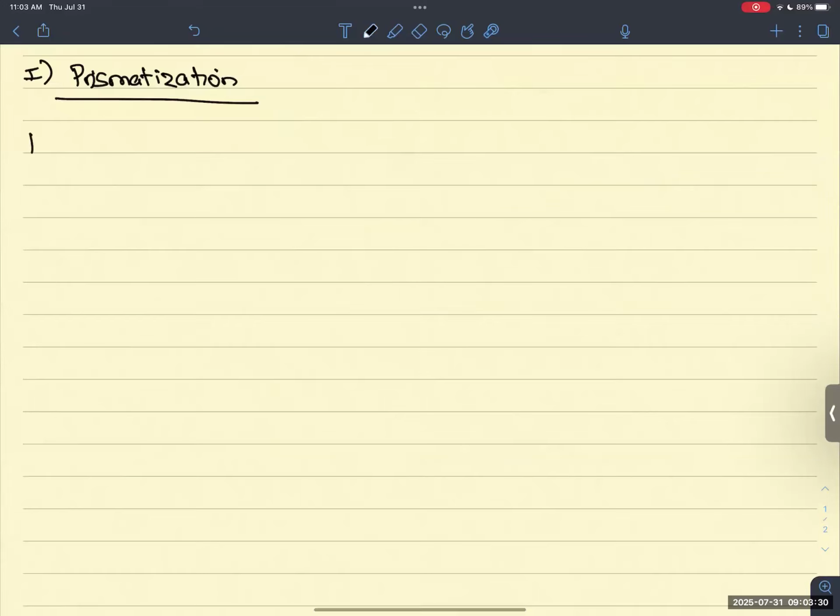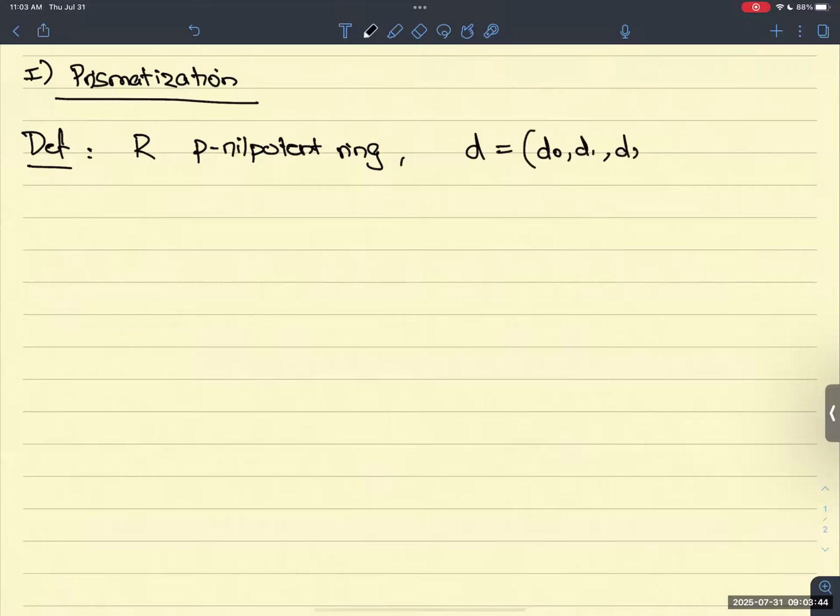So, definition. In this definition, R is going to be one of my test objects. So it's a p-nilpotent ring, so a ring where some power of p is 0. And d is going to be a Witt vector over R. So it's given by a bunch of elements in R. And so the countable product of copies of R as a set is what W of R is. And then it has some funny addition and multiplication that make it into a ring.